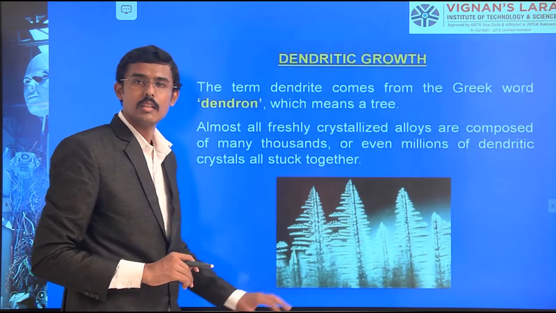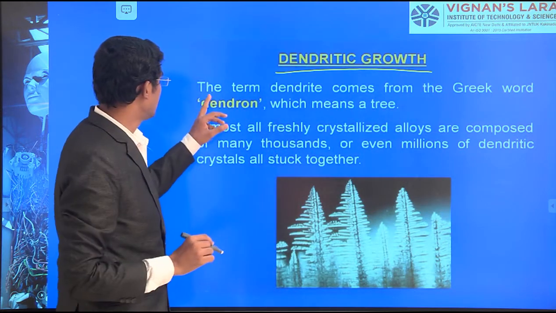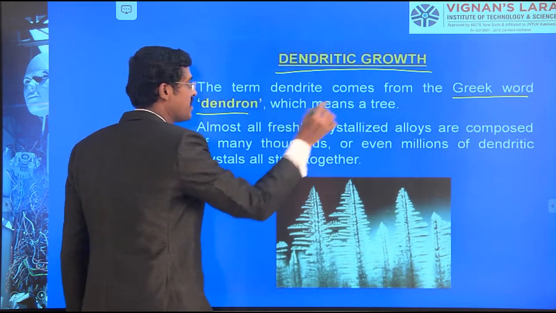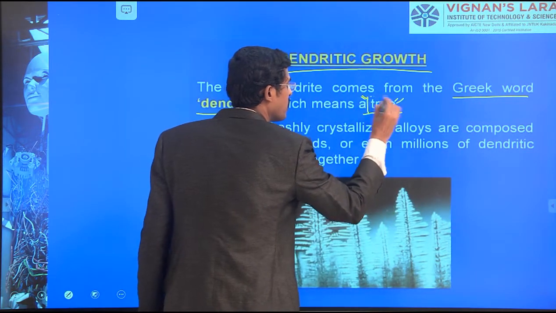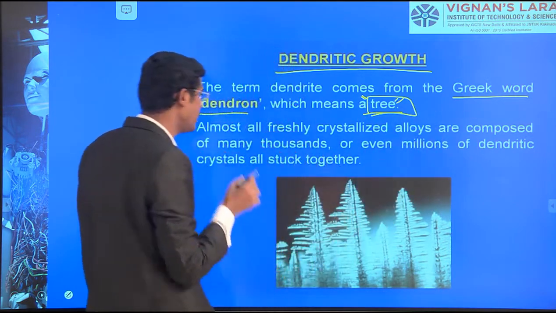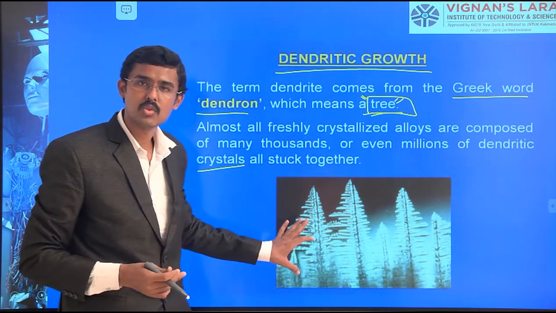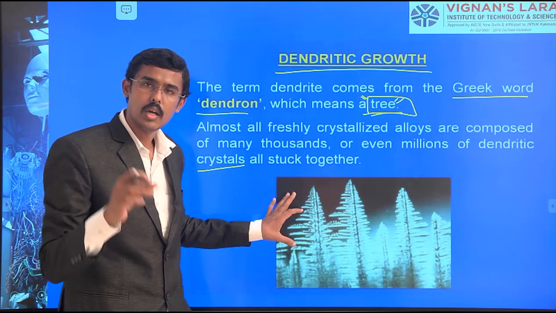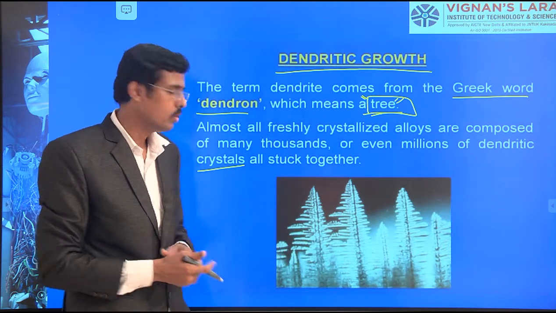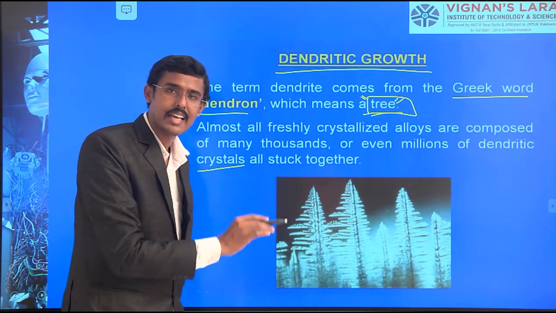You see, the formation of dendrite growth. Here, the term dendrite comes from the Greek word dendron, which means a tree. This is what I have been telling you from the beginning, a formation of a tree. Almost all freshly crystallized alloys are composed mainly of thousands or even millions of dendrite crystals. This is taken from the microscopic level. Actually, while doing the solidification process, this dendrite forms in this way. How? See the tree. This is not a Christmas tree. It is a dendrite formation in the casting process.